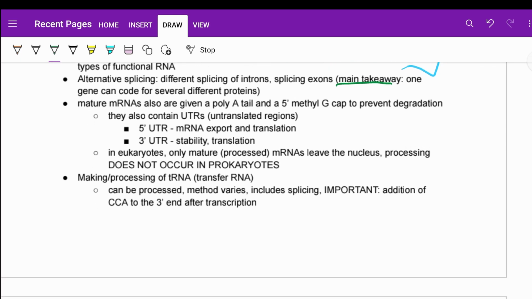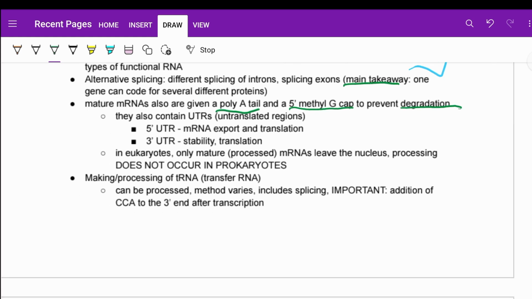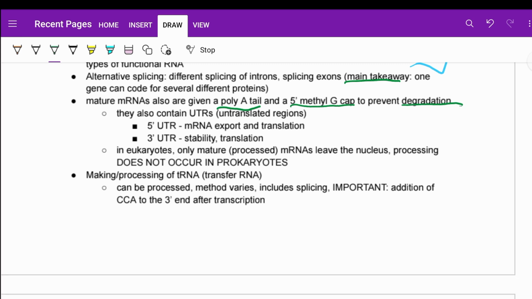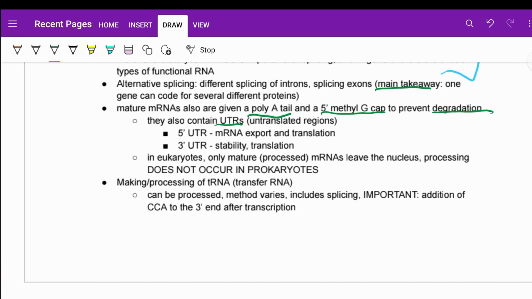Mature mRNAs are when the splicing has already occurred. Now they are mature, and they are also given a poly-A tail, so they're given a bunch of A nucleotides, and a methyl G cap to prevent degradation. I would say just remember the words poly-A tail, methyl G cap; these prevent degradation. They also contain UTRs, which stands for untranslated regions. The 5' UTR is for mRNA export and translation. The 3' UTR is for stability and translation. So just know that UTRs are important for stability, translation, and export.